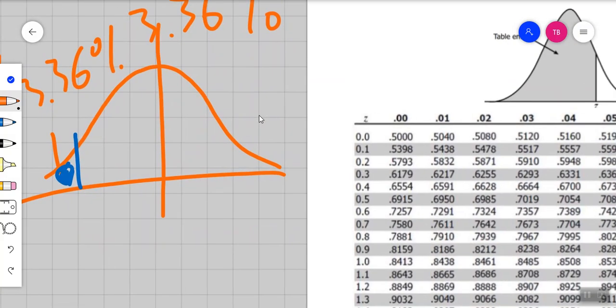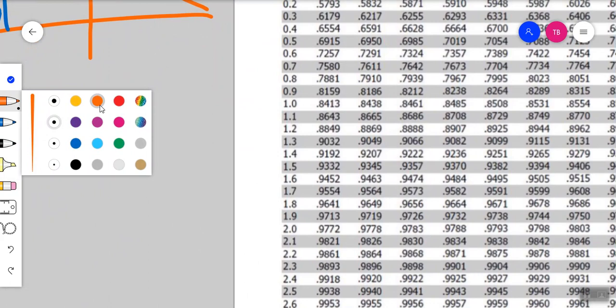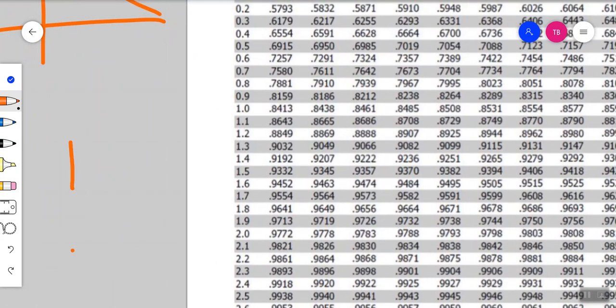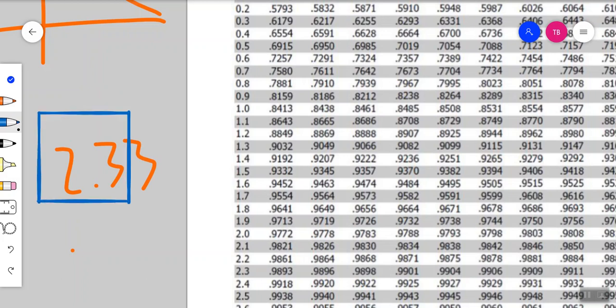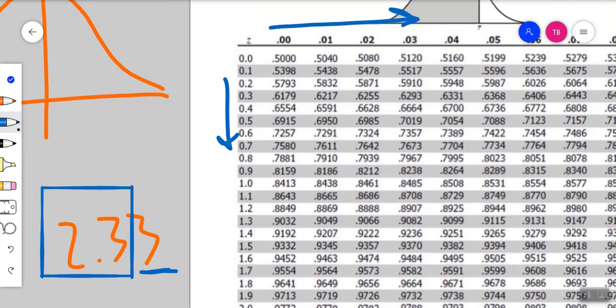Let's go down to the positive end of things. So again, what if our z-score was something like 2.33. So again, we're going to look for these first two, 2.3, along this part, and then we're going to look for the second one along this part. Okay. So first, let's look for the 2.3.